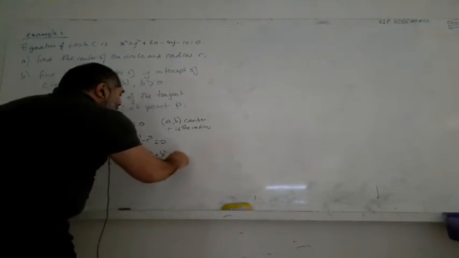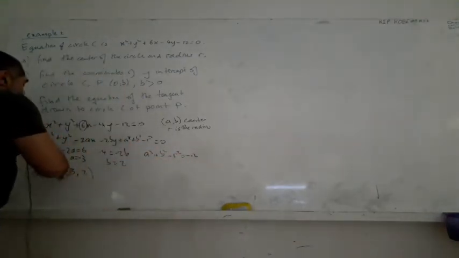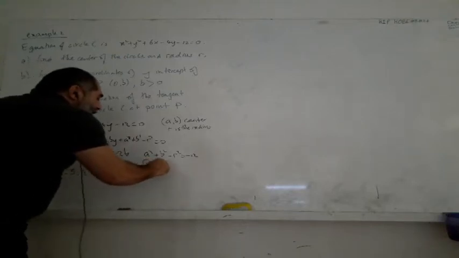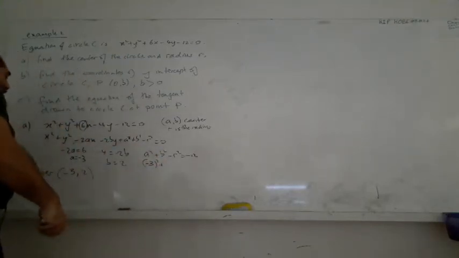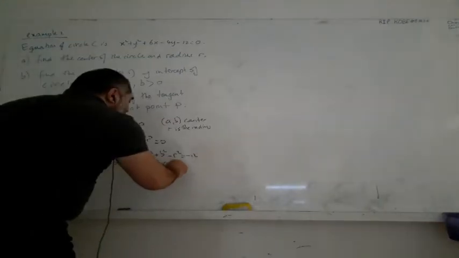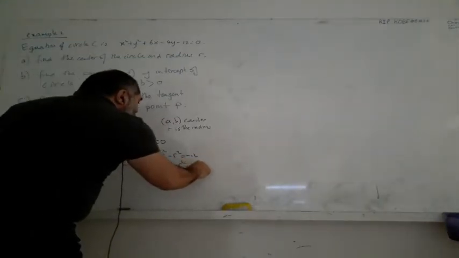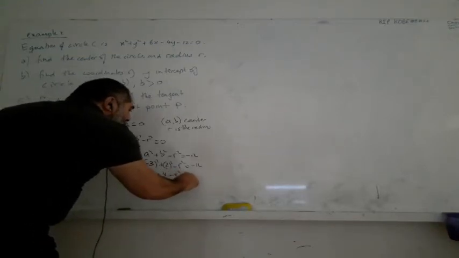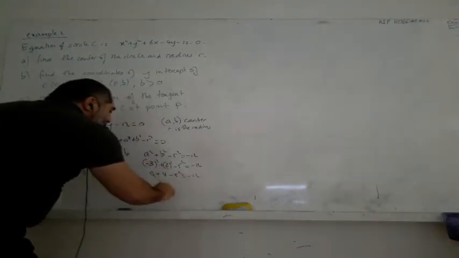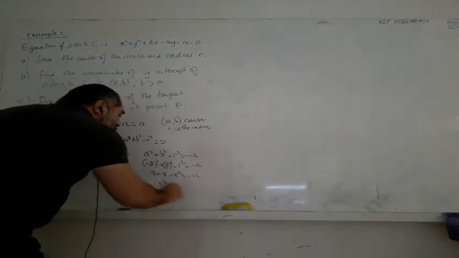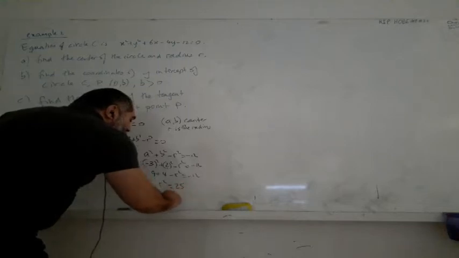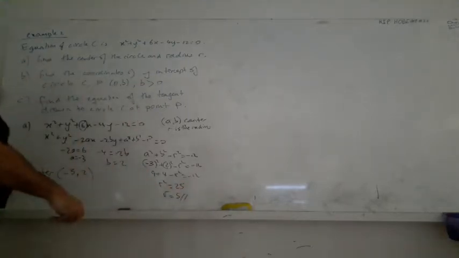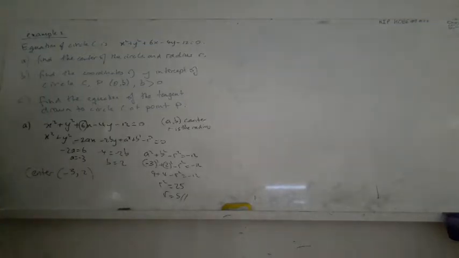What is the value for a? a is minus 3 squared. Substitute the value of b there, which is 2. 2 squared minus r squared is equal to minus 12. 9 plus 4 minus r squared is equal to minus 12. Here it is very easy to see that r squared is equal to 25. Length of radius is equal to 5. So this is the answer for part A of the question, which is find the center of the circle, that's the center (a, b), and find the radius of the circle, which is 5.